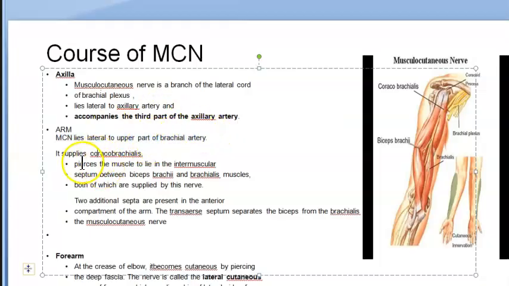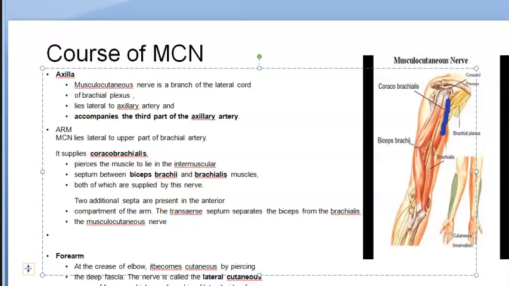Then it supplies three muscles. Remember which are they? Coracobrachialis, then biceps brachii. This is the musculocutaneous nerve, right? So this is the musculo part. So which are the three muscles? Coracobrachialis, biceps brachii and brachialis. So you can see here coracobrachialis, and then between the biceps brachii and the brachialis, you have this nerve going. Can you see that nerve?